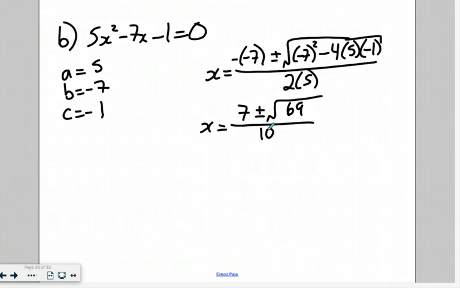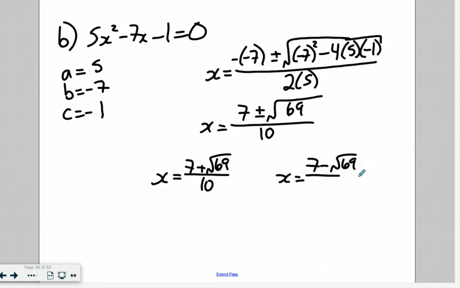Now 69 is positive. We know we're going to get 2 real roots here, and it's not a perfect square, which means we are not going to get nice fraction, integer, or rational values, okay? So at this point, we are going to be able to split this up into 2 things, right? One x value is 7 plus the square root of 69 over 10. The other x value is 7 minus the square root of 69 divided by 10, right? This is what I mean when I say exact values.